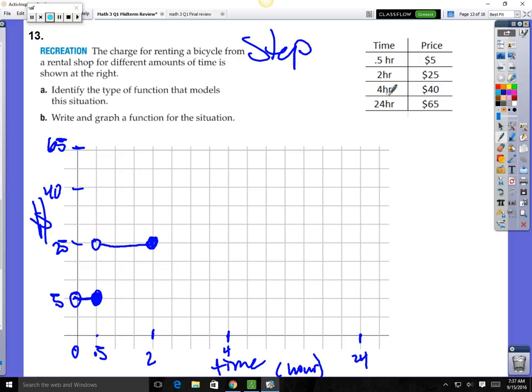2 to 4 hours, you got to pay $40. So $40, clear over to 4. There we go. And then anywhere after 4 to 24 hours, a whole day, it's going to be $65. So there we go. Okay, now let's write the function.